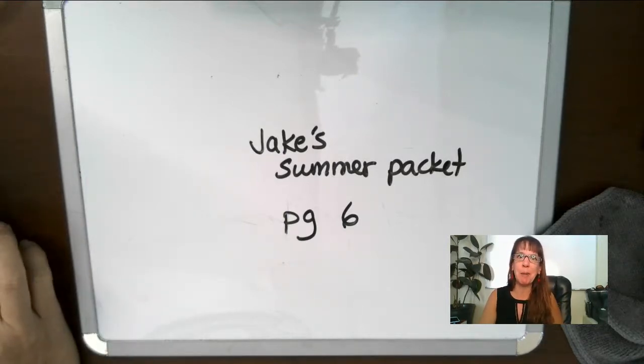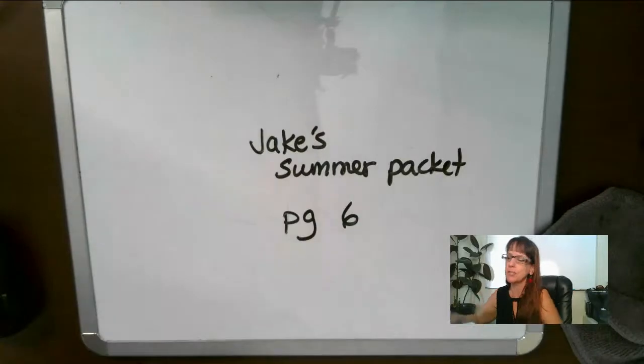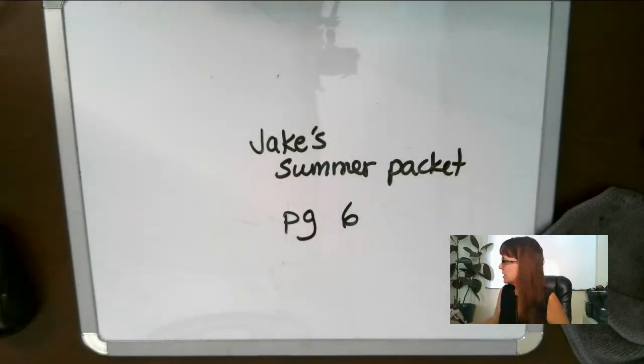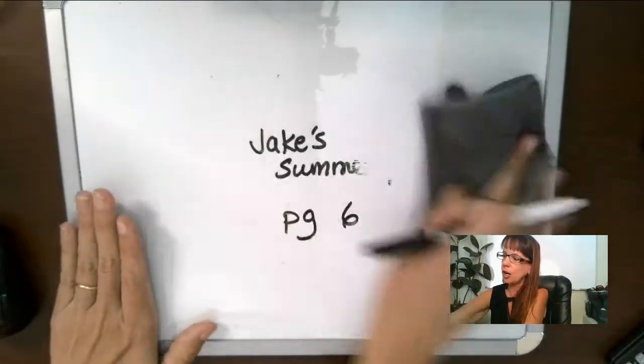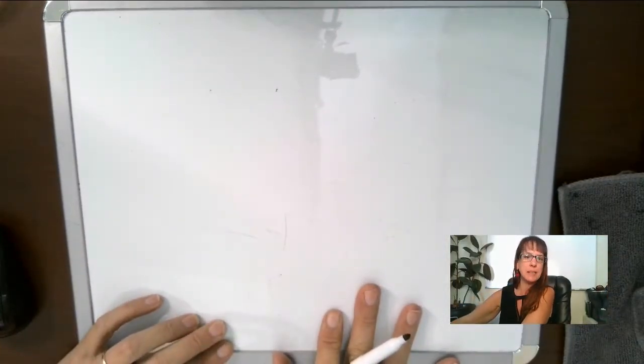Okay, so today we're going to talk about page 6, and if you recall, that's this page right here, two-step equations with integers. The big thing that you need to know here are chunks. I talked about this when we did combining like terms, but chunks are broken up by addition and subtraction, and these are really important when we're doing two or multi-step equations.